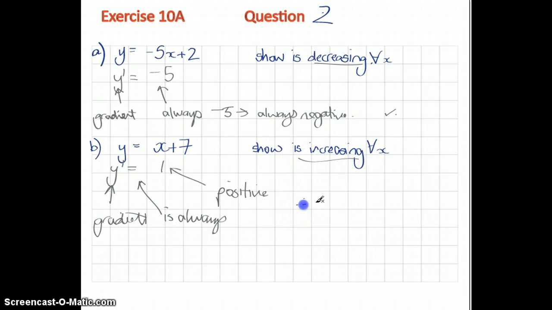Therefore, the function is increasing. And again, that's for all x, because this was independent of x. There's no x in that function. It was just always positive 1.